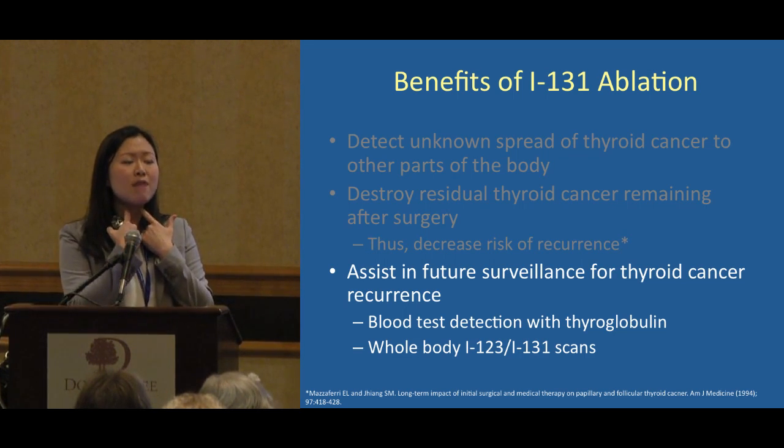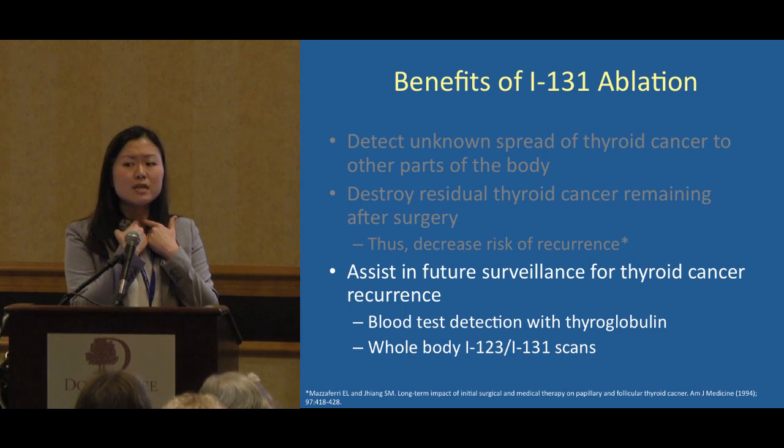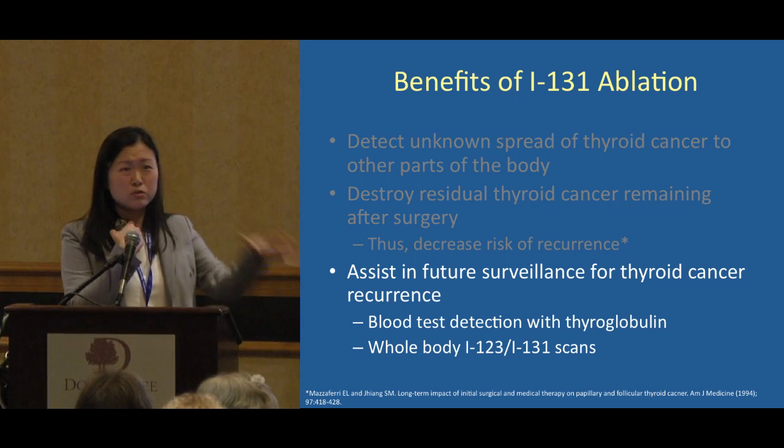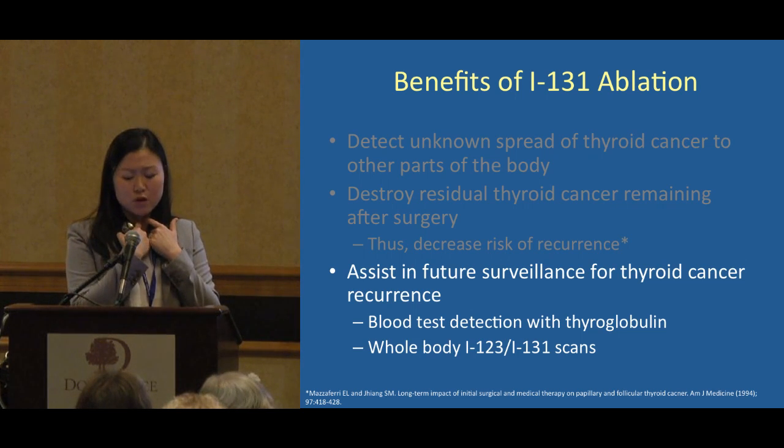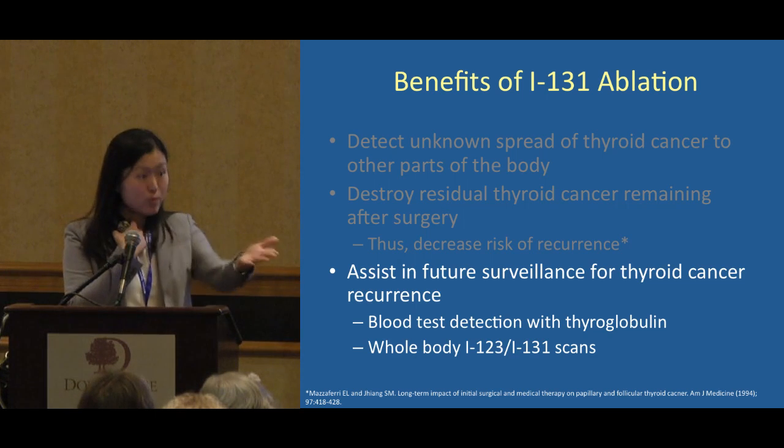The idea is that if you have any residual normal thyroid tissue, it's going to continue to produce thyroglobulin. So your thyroglobulin levels are not going to go to undetectable if you have residual thyroid tissue. So I-131 ablation would get rid of that so that screening with thyroglobulin would be more sensitive.